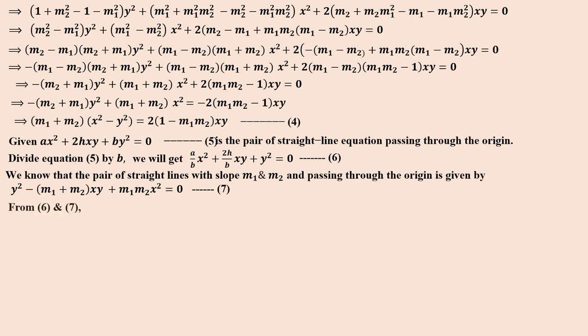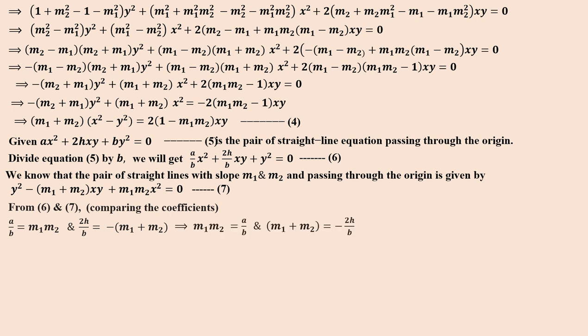So from 6 and 7 we are comparing the coefficients. The seventh equation is nothing but the fifth and sixth equation, all three are representing the same equation. So we are taking 6 and 7 and comparing the coefficients. Coefficient of x square is a by b. In the seventh equation, the x square coefficient is m1 m2. So a by b is equal to m1 m2. And the xy coefficient in 6 is 2h by b, in 7 is minus (m1 plus m2). So m1 m2 is equal to a by b, m1 plus m2 is equal to minus 2h by b.